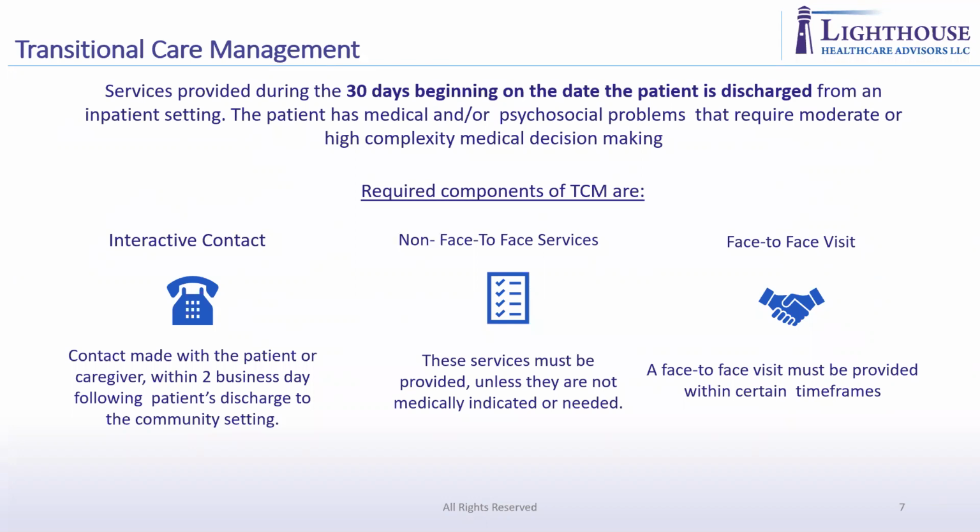There are 3 required components of transitional care management services. The first is interactive contact. So contact with the patient or caregiver must be made within 2 business days following the patient's discharge to a community setting. So let's say I'm admitted to the hospital on a Friday. I get discharged on Sunday. So my PCP needs to be in touch with me within 2 business days. So by Tuesday, they need to be in touch with me and have interactive contact.